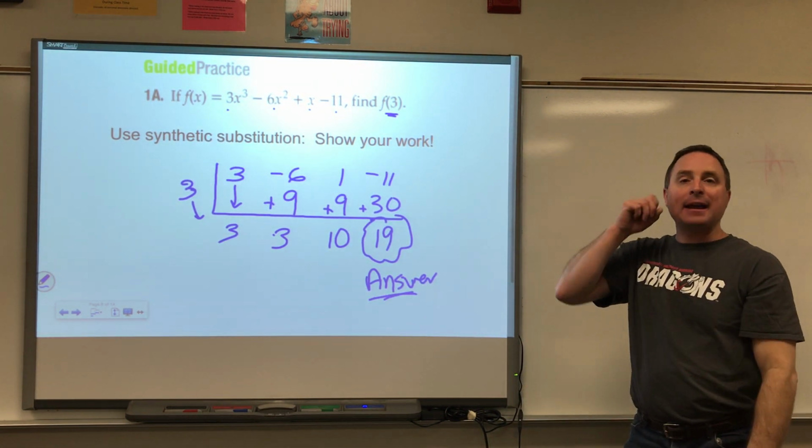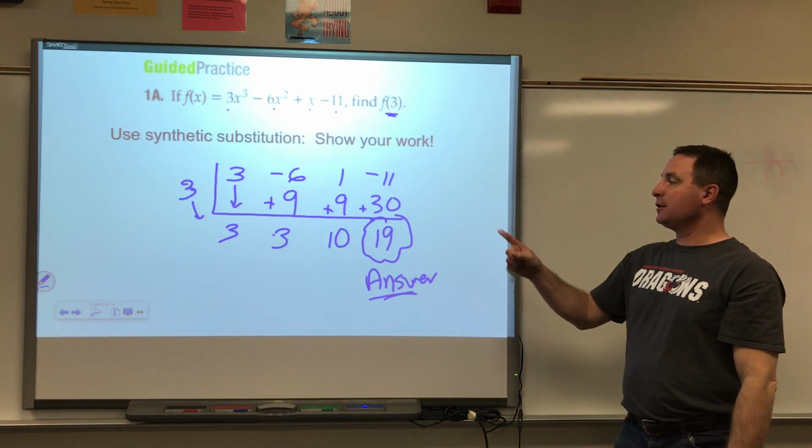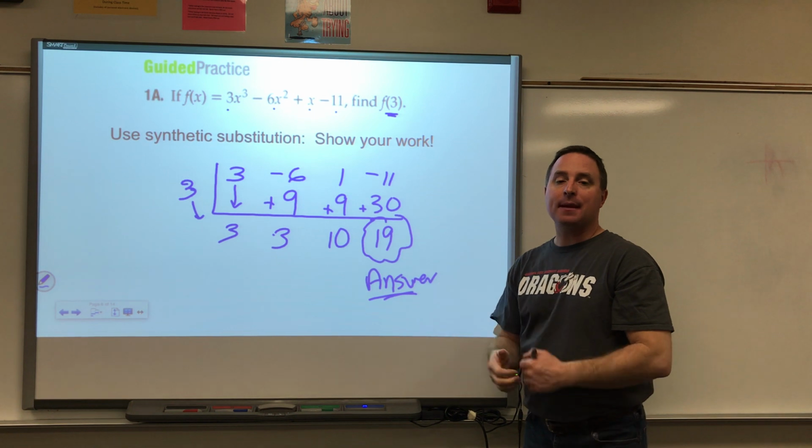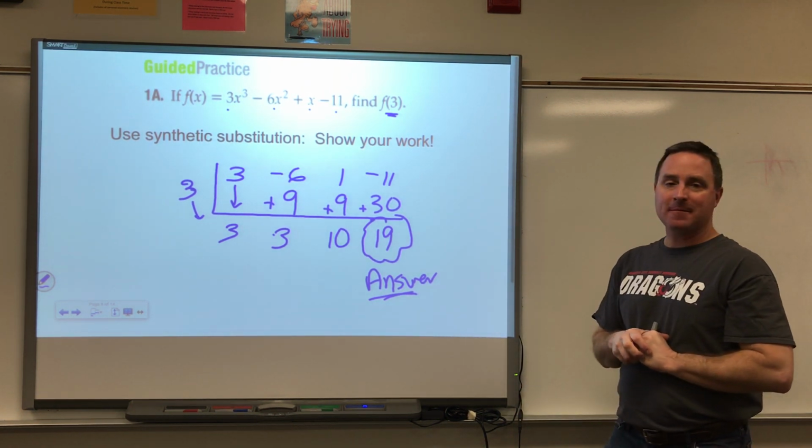That's what the remainder theorem is telling us: when we do synthetic substitution, the value of the function is the remainder. So it's not too bad, not super fancy math.